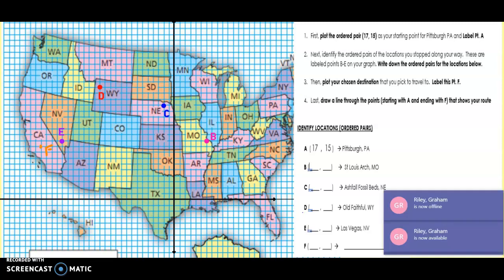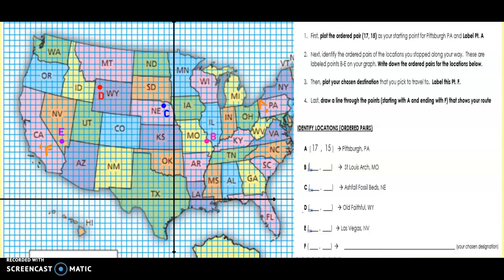And then we also looked at, hey, we're all from Pittsburgh. We're going to start our destination in Pittsburgh. So we also had point A, which was Pittsburgh, identified. The very last step that you did in part 2 was you drew a line through all the points. So your graph that you turned in should look like this in the end, having point A on there, point F, and a line drawn through.